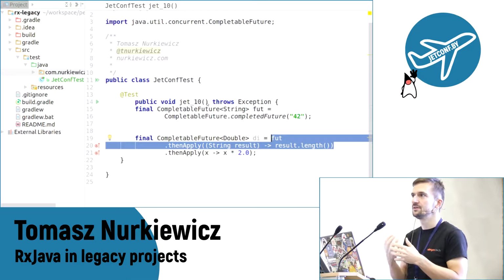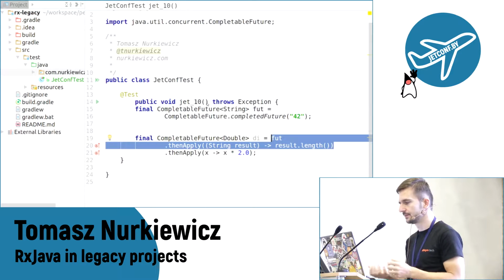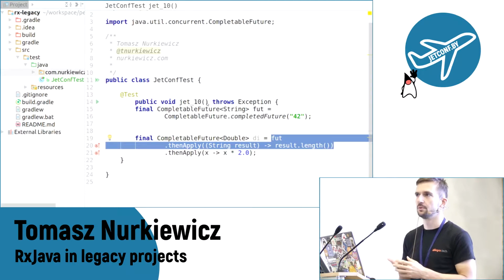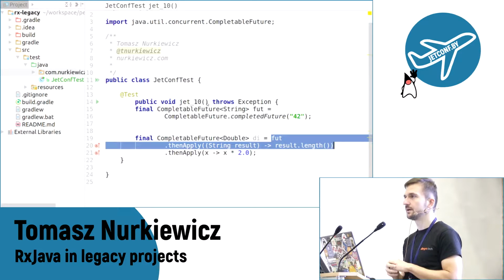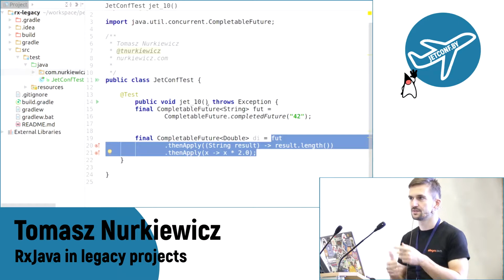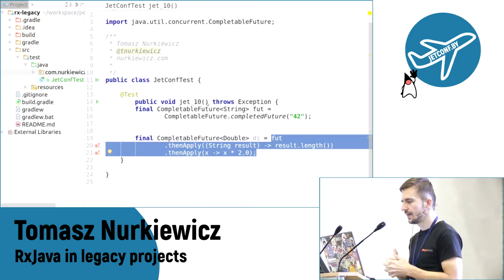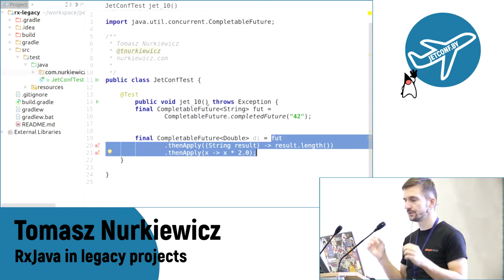So I cannot get an integer, because that would require me to block on the future. And the purpose of CompletableFuture is to avoid blocking under every circumstance. And when I have a CompletableFuture of integer, I can apply a second transformation on that integer, which is multiplying by 2.0, a double. And in this case, I get a CompletableFuture of double, which is really cool.